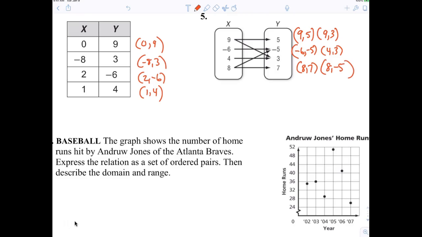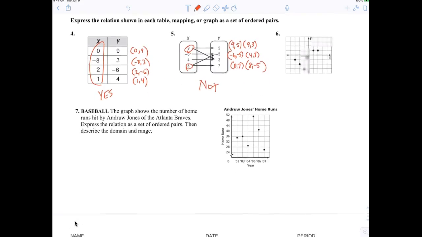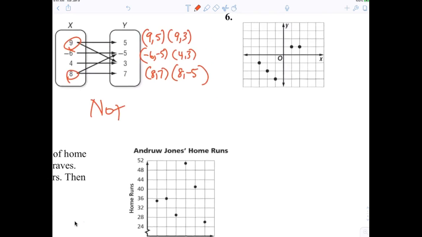Is that a function? No. This is definitely not a function, because 8 is repeated and 9 is repeated. Is number 4 a function? Yeah, because what's true about the x's? Yeah, they don't repeat. Do we have to write them up and down? I don't care. All right, here we go.